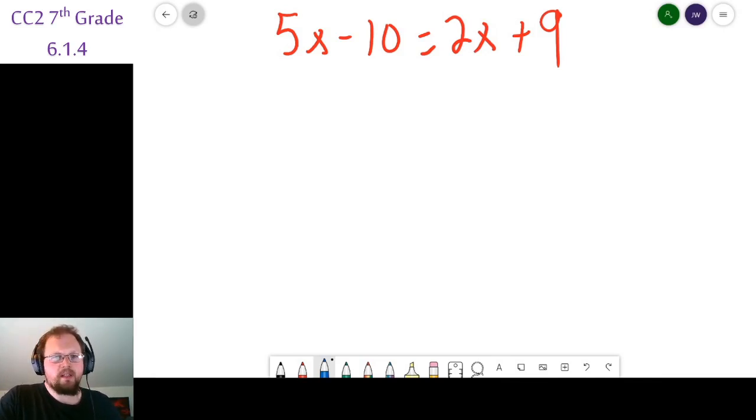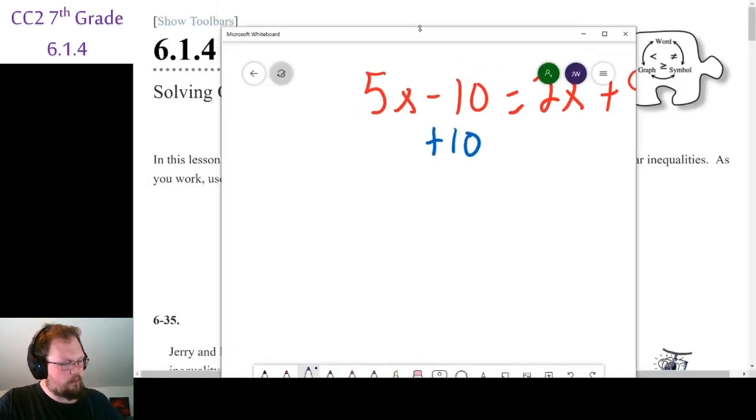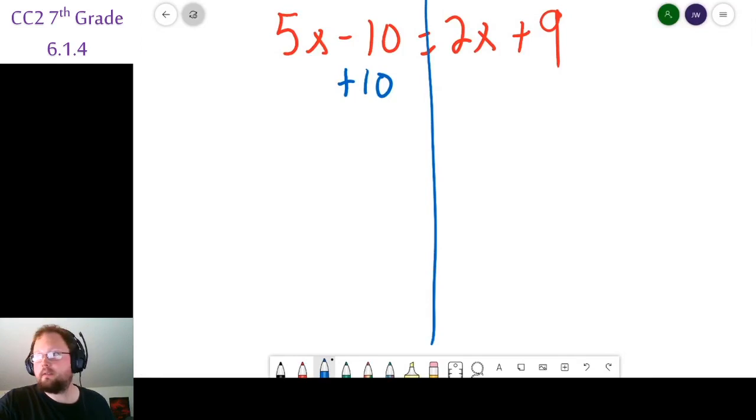But always consider the balancing act. What is the opposite of minus 10? Plus 10. Whatever I do to the left side of this equation, I have to also do the exact same amount to the right.